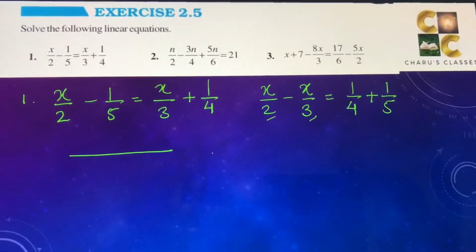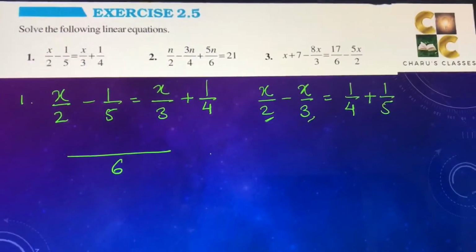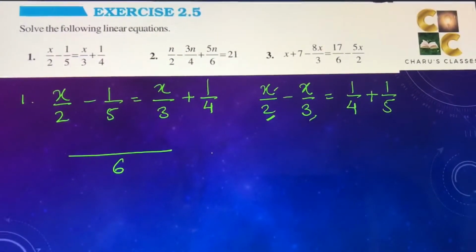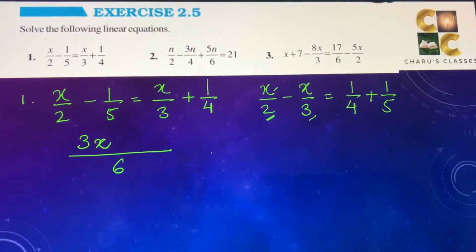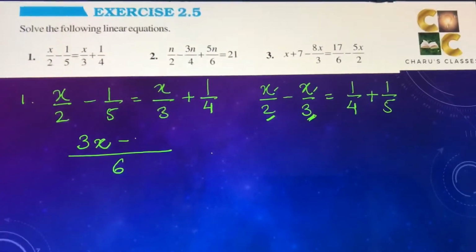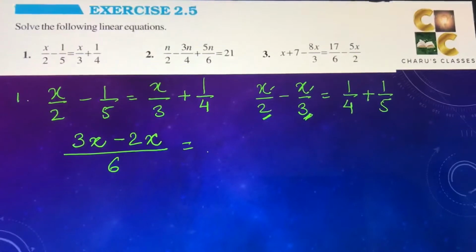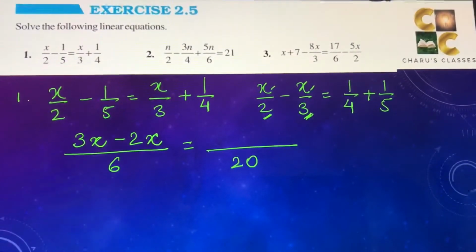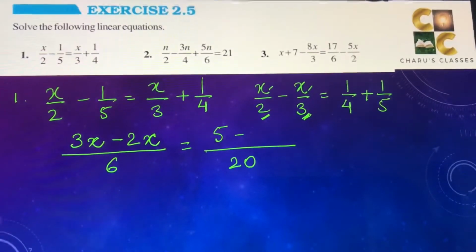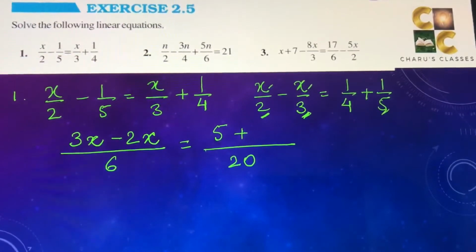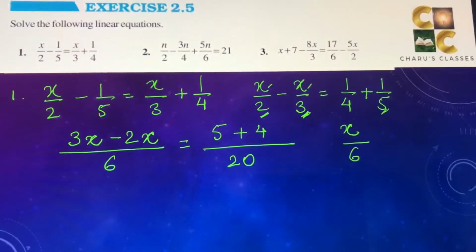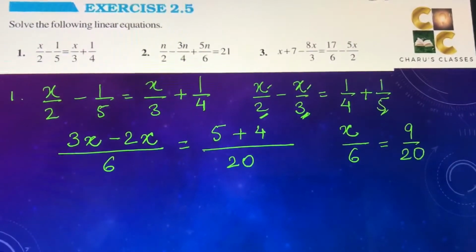When we take the LCM of 2 and 3 we get 6. So 2 को 3 से multiply किया to get 6 तो x को भी हम 3 से multiply करेंगे which makes it 3x minus 3 को हमने 2 से multiply किया to get 6 तो x को भी हम 2 से multiply करेंगे so minus 2x is equal to 4 and 5 का LCM will be 20 so 4 multiplied by 5 is 20 so 1 multiplied by 5 plus 5 into 4 is 20 so 1 into 4 so we have 3x minus 2x that is x by 6 is equal to 9 by 20.